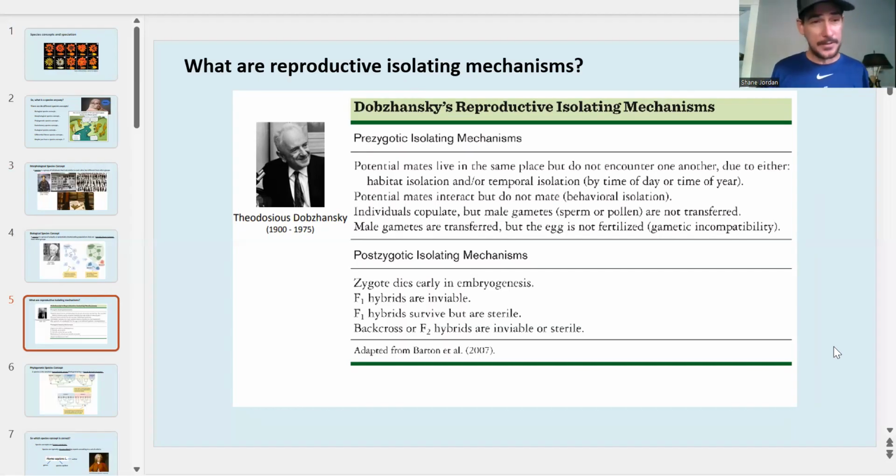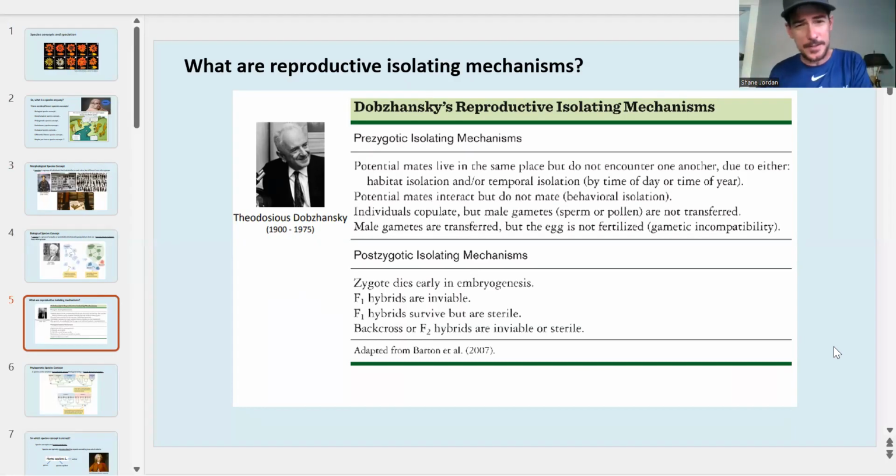Or maybe potential mates do come together and interact, but they don't mate simply because they don't recognize each other as mates, for example. Or maybe individuals do attempt to undergo fertilization or copulation, but the gametes just can't get transferred. The sperm just cannot successfully fertilize the egg. And so these are different ideas of things that can prevent a zygote from ever being formed between two different individuals. Prezygotic isolating mechanisms.